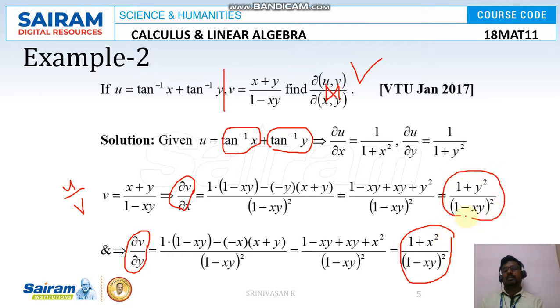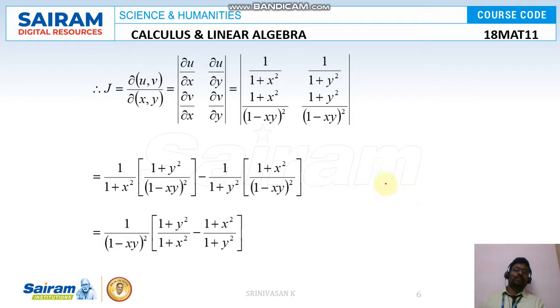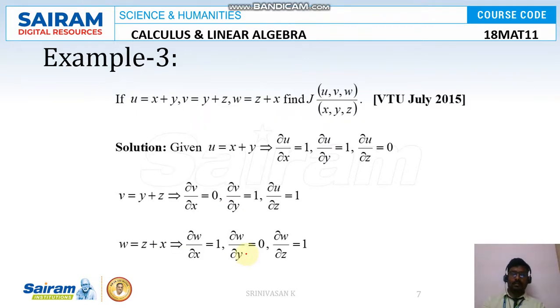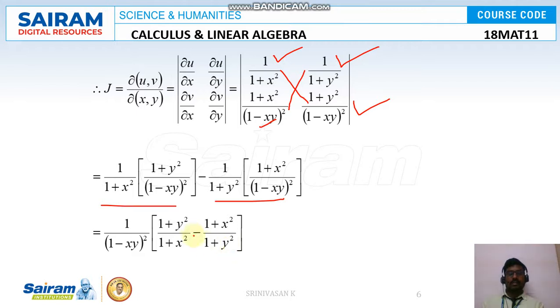Our aim is to find only this value, so substitute: dou u by dou x, dou u by dou y, dou v by dou x, dou v by dou y. The normal cross multiplication is the first term minus the reverse second term. In both terms we get (1 minus xy) the whole square common, taking it outside, we get this term. If you want, you can simplify the cross multiplication, otherwise you can leave it. This is the answer. So this is the Jacobian form.